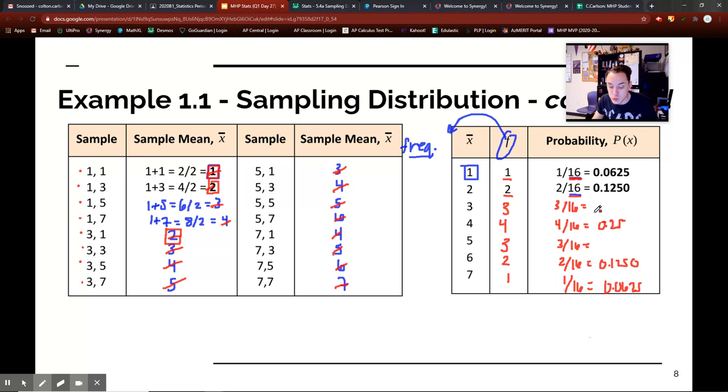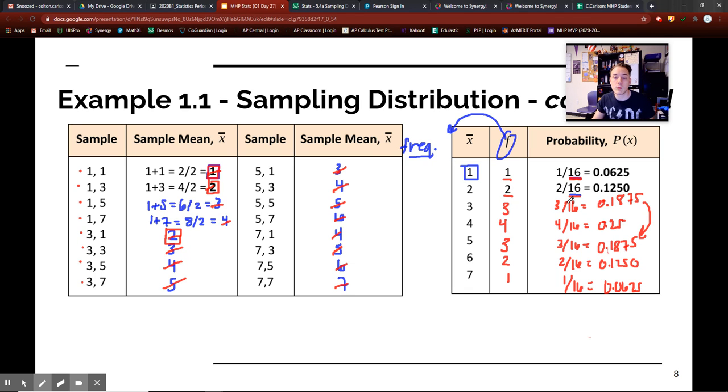Now, what is 3 divided by 16? 3 divided by 16 is going to be 0.1875. And that's going to go right down here too. So 0.1875. Let me erase that real quick. So 18 and then 75. Perfect. Okay, so this is what I've done.